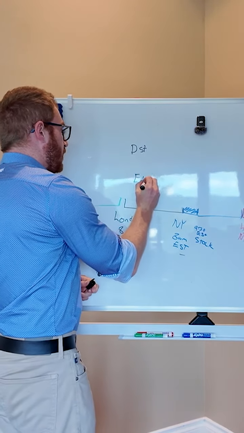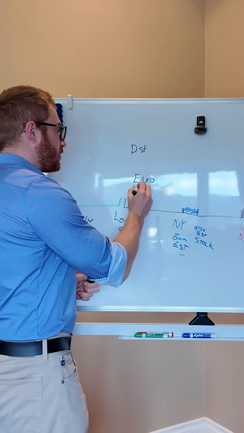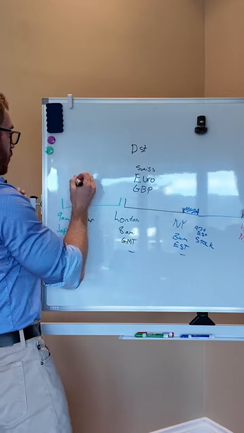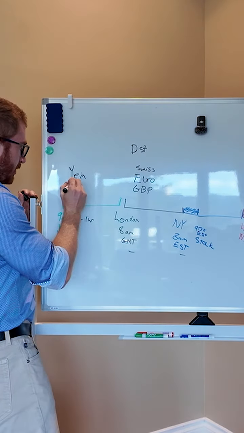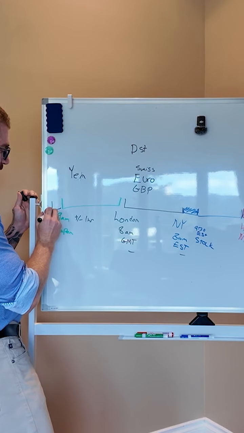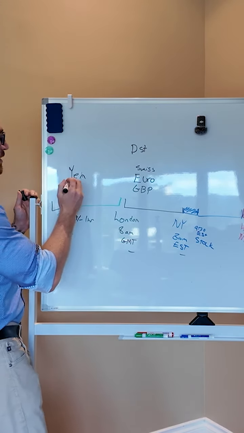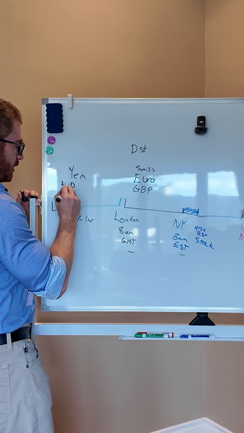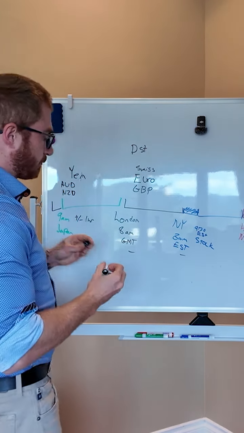Now, key pairs you're going to want to trade are, in here, Euro pairs and the pound pairs and the Swissy. Here in Japan time, you're going to be wanting to trade the yen. There is another session here that opens, it's the Aussie, but nobody really pays attention to it. And you're going to be wanting to trade AUD and NZD, right?